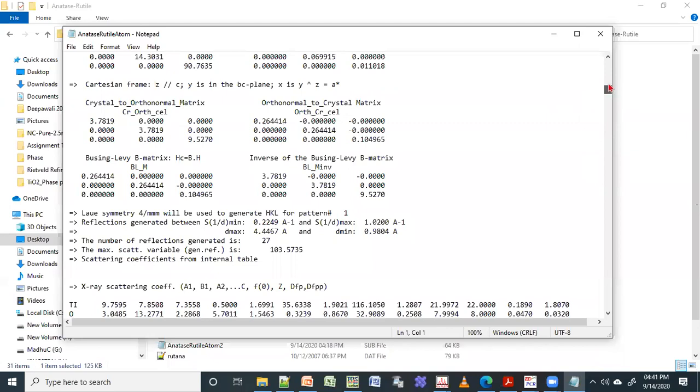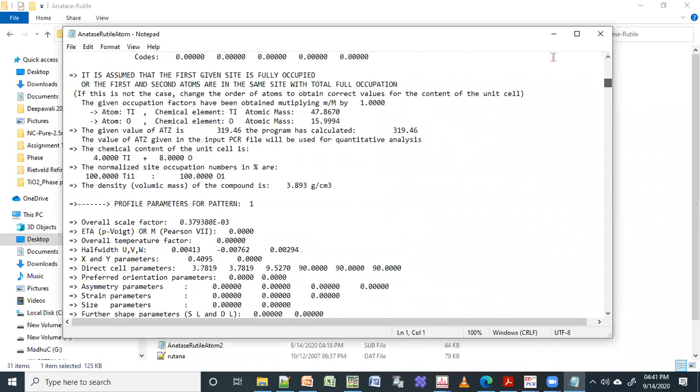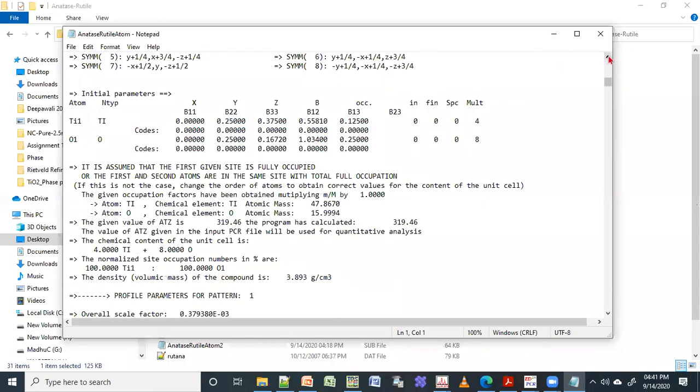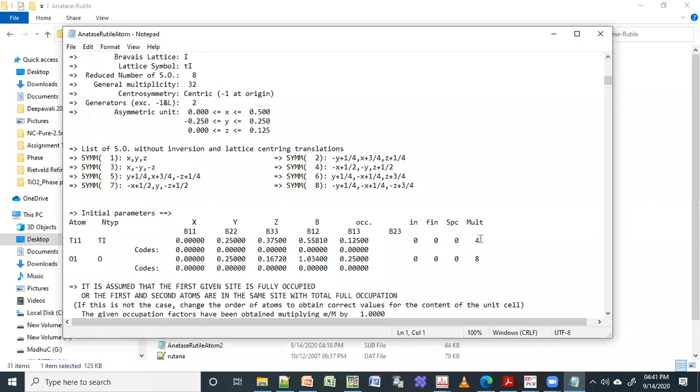It will already give some multiplicity. So you can see here, it is given multiplicity for each thing. It says the multiplicity is 4. The next one says the multiplicity is 8. So the first one, which is your titanium, for titanium multiplicity is 4, for oxygen multiplicity is 8.